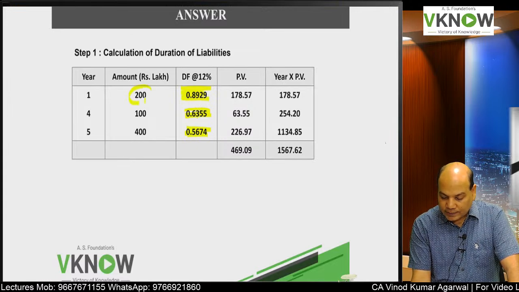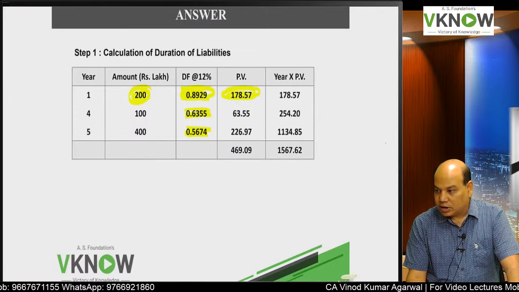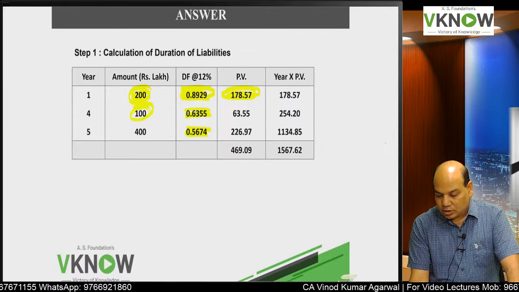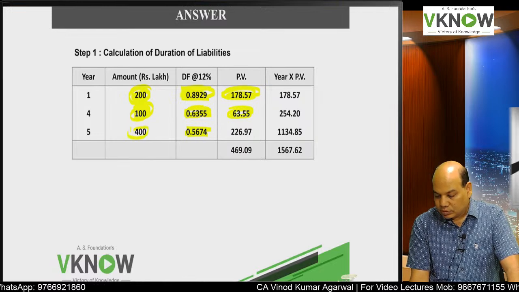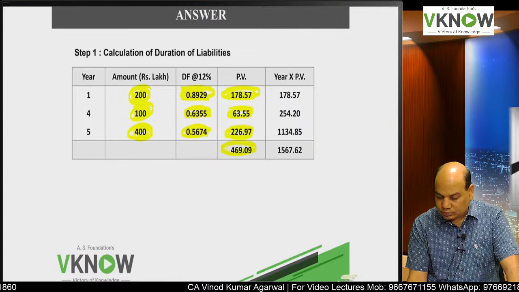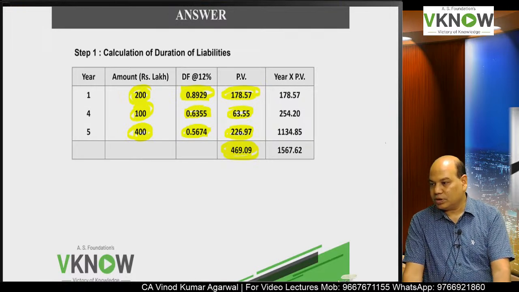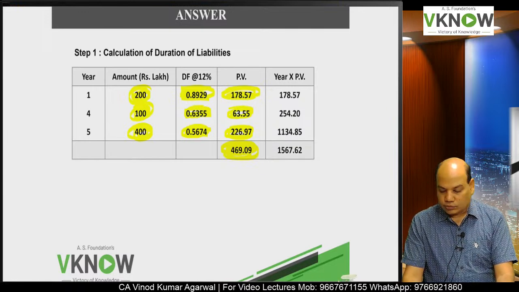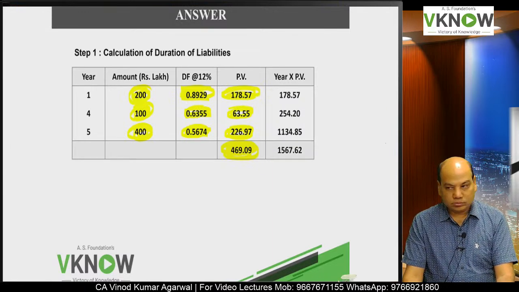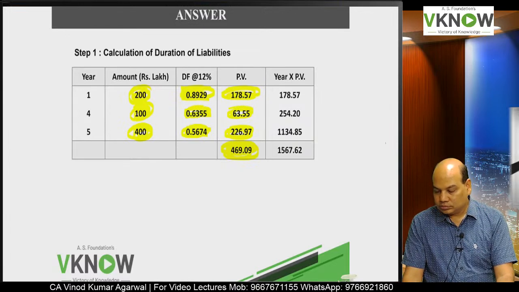Now multiply 200 into the factor. Check the answer: 178.57. 100 into factor: 63.55. 400 into this factor: 226.97. Take the total. Anybody who is getting 469.09, please confirm. 469.09 is right. Say yes or no.